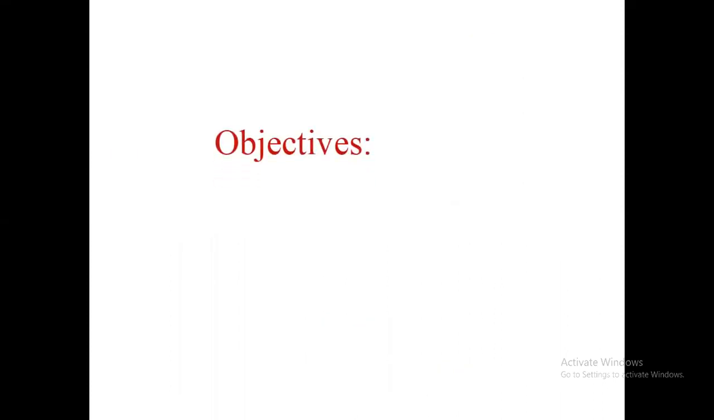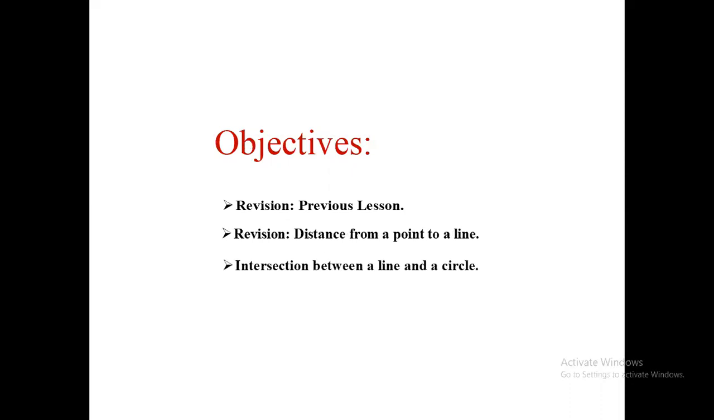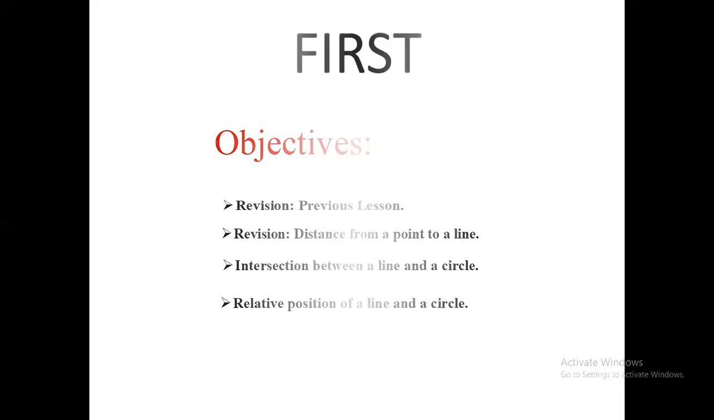The objectives of this presentation. First, we'll start with a revision about the previous lesson. Also, a revision about a previous skill that you have studied in previous classes, distance from a point to a line in an orthogonal system. We will study the intersection between the straight line and the circle, and we will study the relative position of a line and the circle.